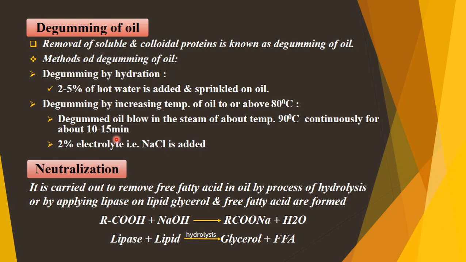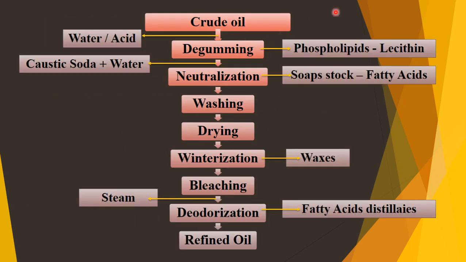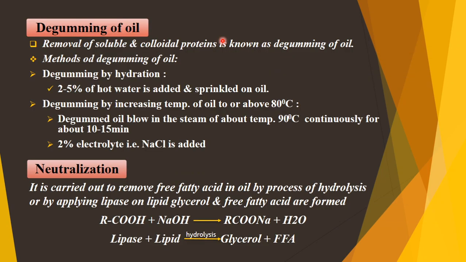Okay, as you can see here, the degumming of oil removes phospholipids and lecithin. Addition of water or acid is done: about 2 to 5% of hot water is added and sprinkled on the oil to settle the residues at the bottom surface.